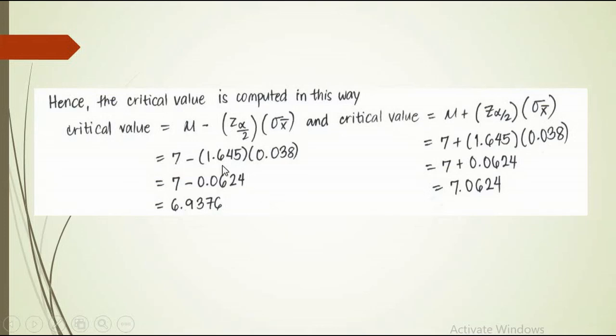7 minus 1.645 multiplied by 0.038, that is equal to 7 minus 0.0624, so that is 6.9376. And the other one is 7 plus 1.645 multiplied by 0.038, which is equal to 7 plus 0.0624, so that is 7.0624.